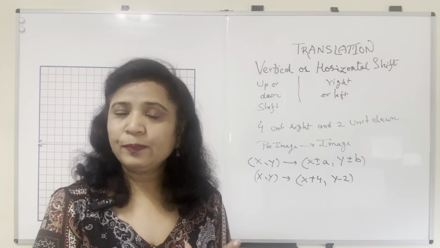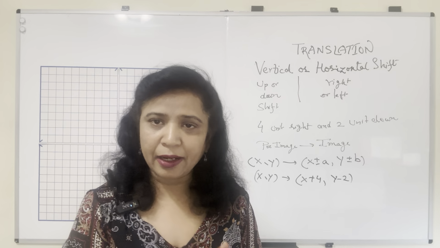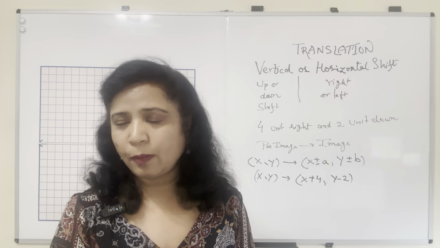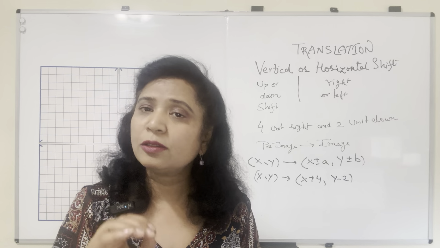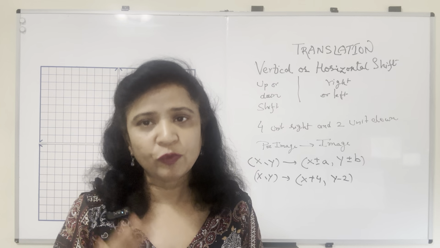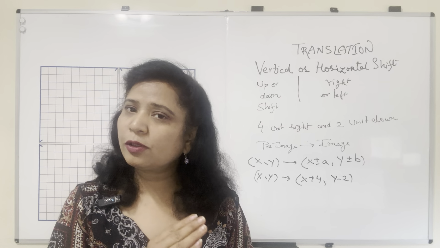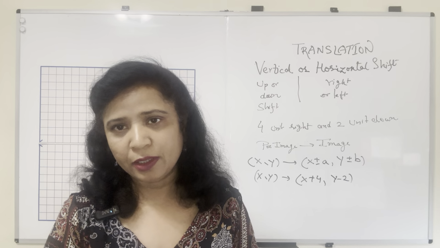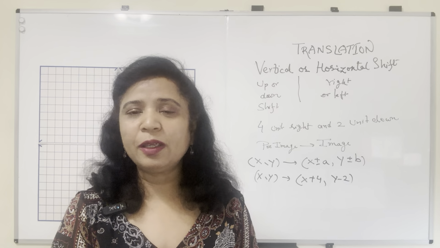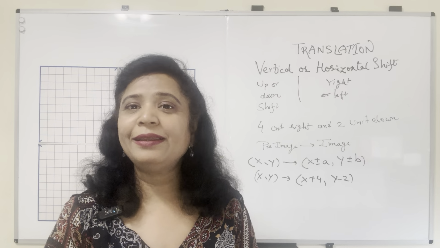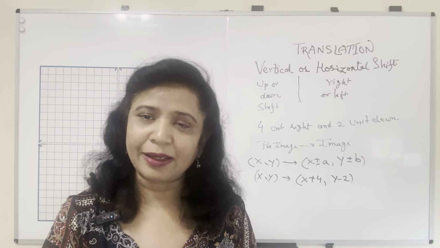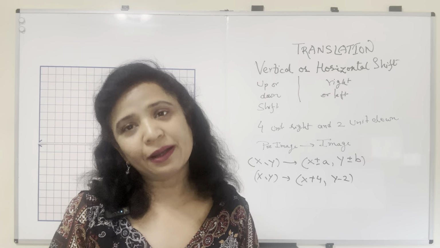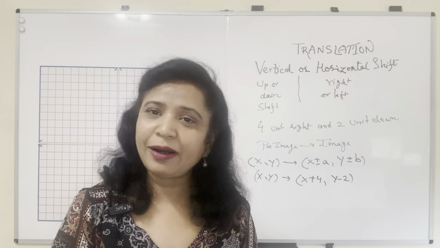So till here, the only thing is it's a sliding, and you just slide right to left or up and down, and that's the transformation. It does not change the shape or the size of the figure. You are also not changing the orientation of the vertices or the figure. So the image and the pre-image are congruent to each other, and their angles are also congruent. The difference is that the image and the pre-image will be parallel to each other.